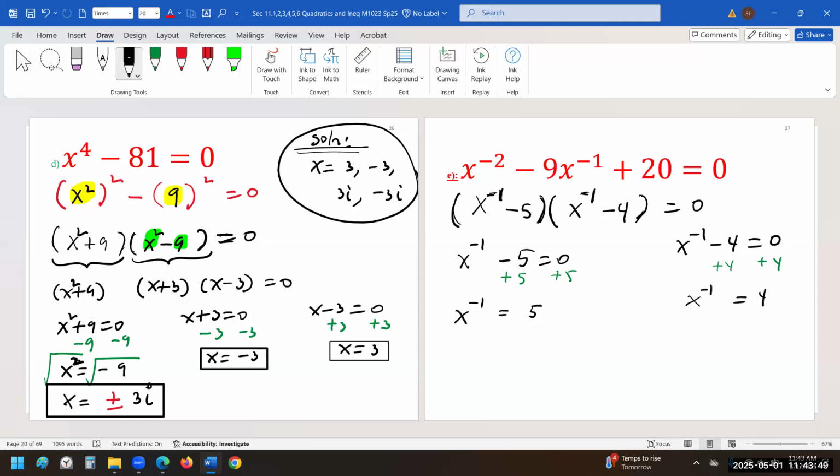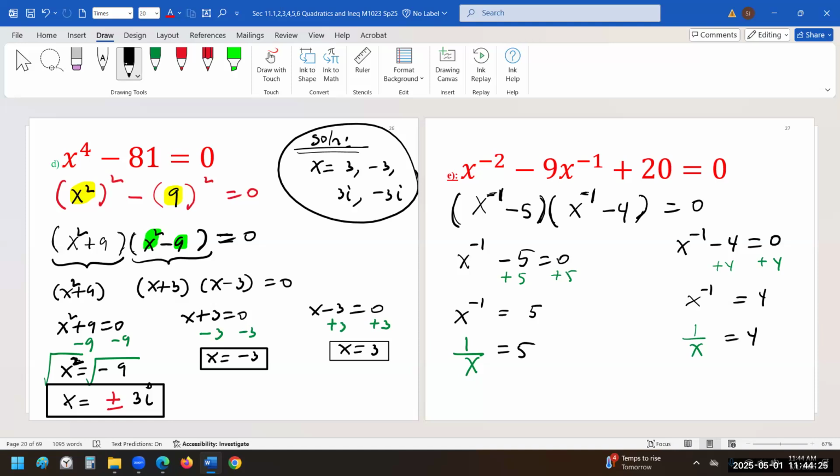And now we have only one tiny problem. Instead of positive 1, we have a negative 1 power. Good. Remember the exponent rule? x to the negative 1 becomes 1 over x. So we have 1 over x equals 5 and 4. But we are not looking for 1 over x. You're looking for only x. So what do we do?